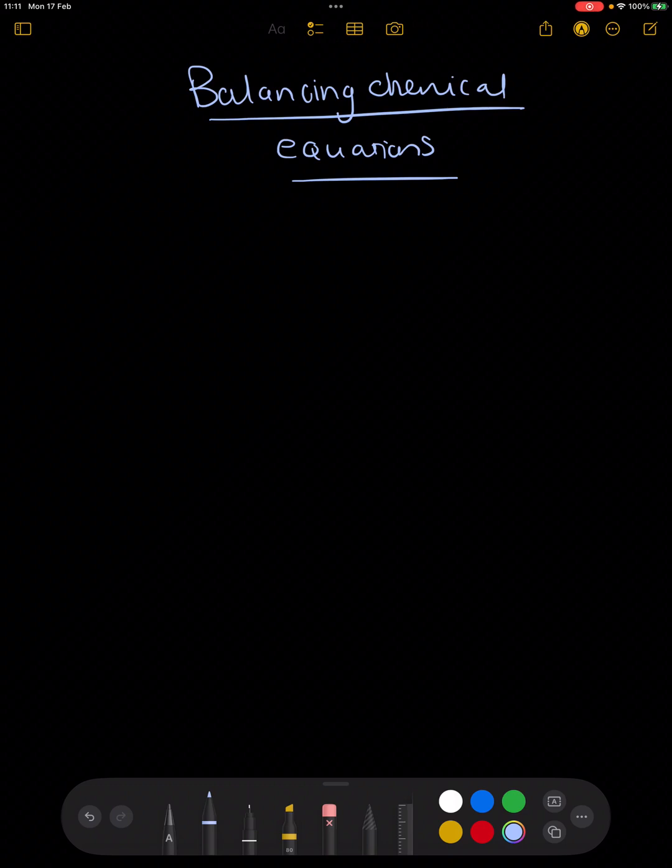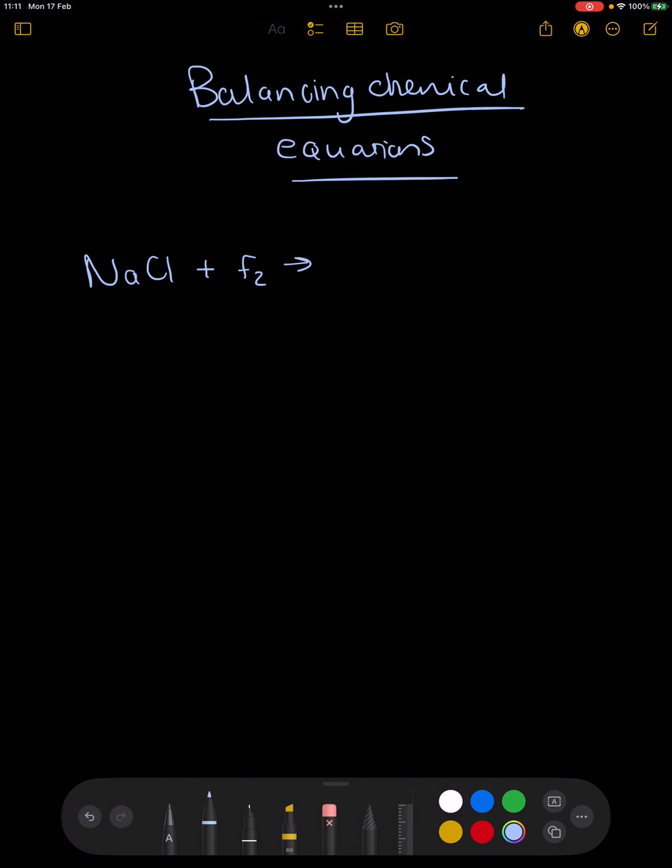In today's lesson, we're going to look at balancing chemical equations using algebraic methods. This method is a little bit easier for me personally because I can just use mathematics to calculate the different coefficients that need to go in front of each of the chemicals. So we're going to have a look at this chemical reaction here: sodium chloride bonding with fluorine, giving me sodium fluoride and chlorine gas.